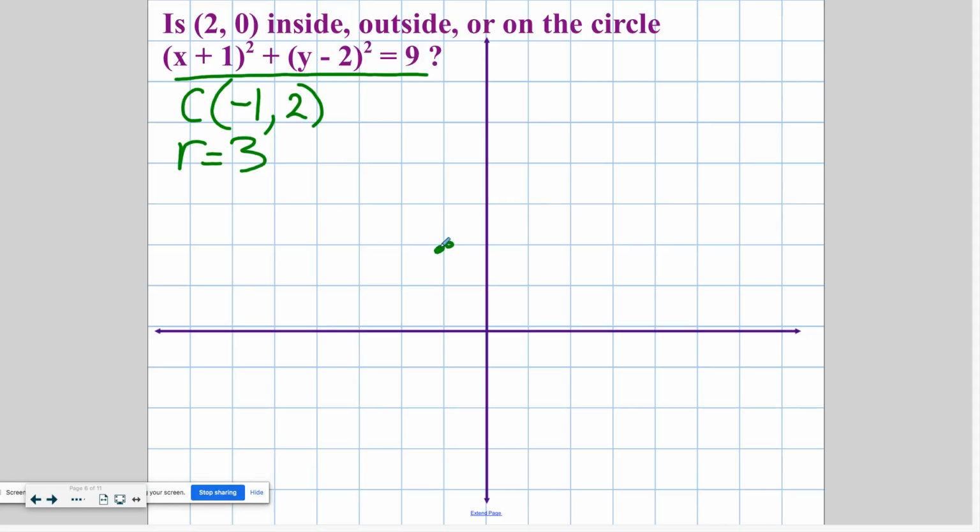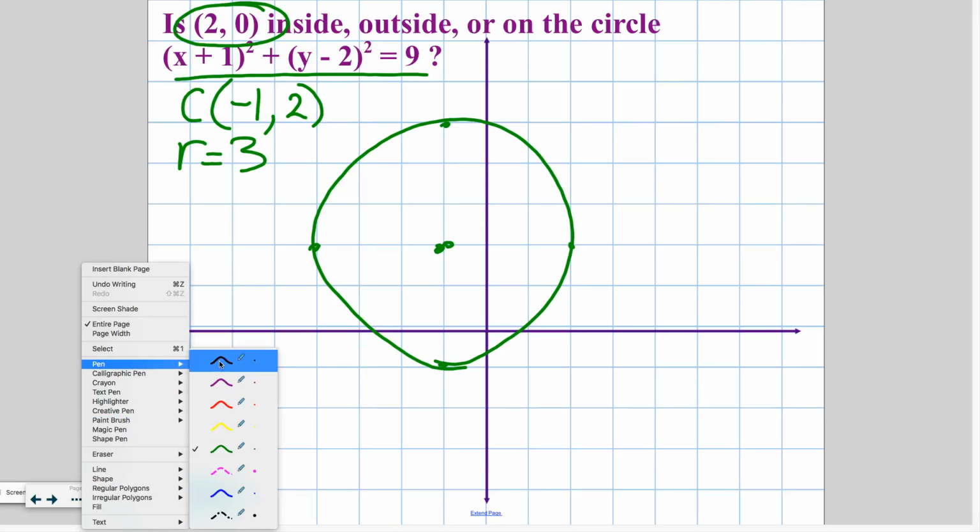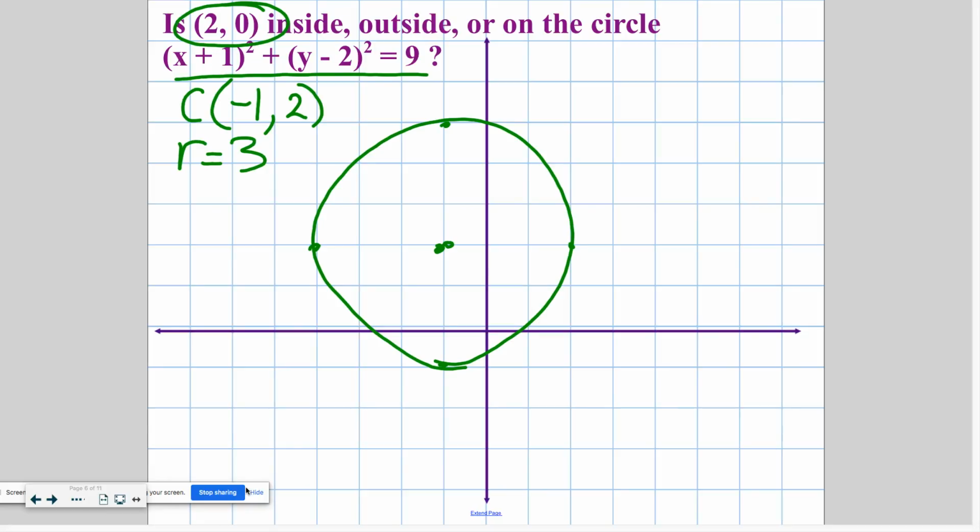-1, 2 is my center. Radius of 3. And there's my circle. That's a horrible circle. Anyway, we'll go with it though. But the thing is, I'm checking to see if this 2, 0 is in the circle or outside the circle or on the circle, right? We don't know.